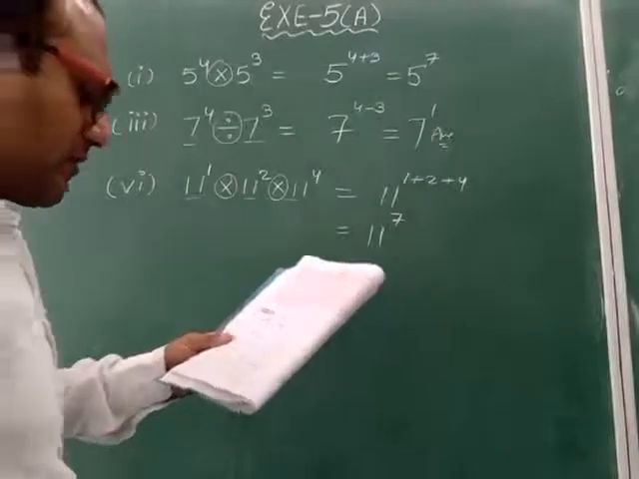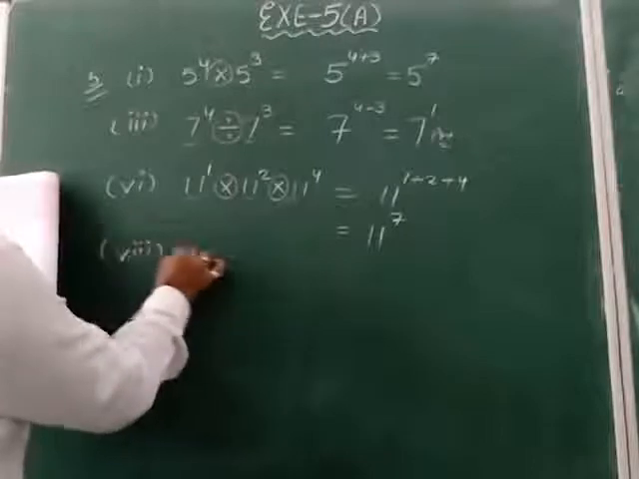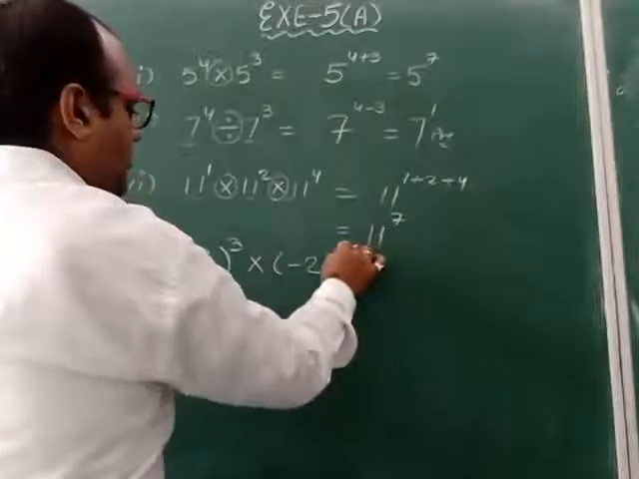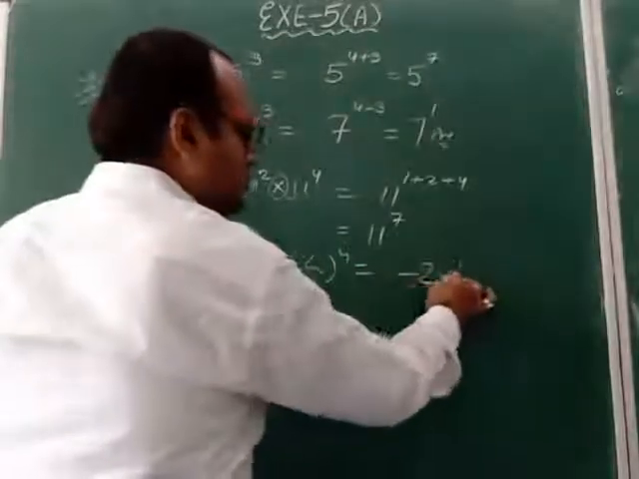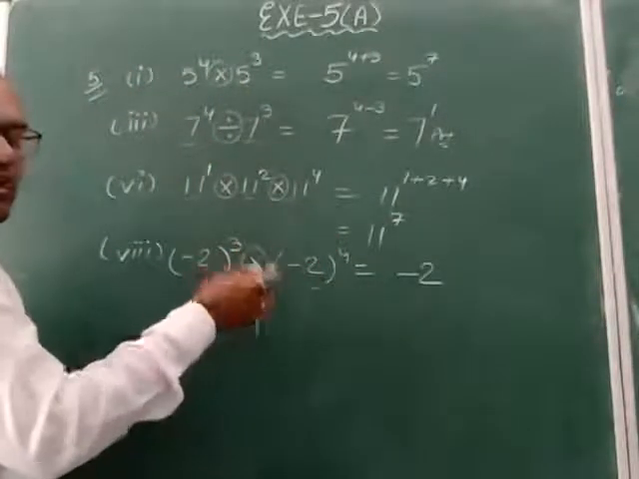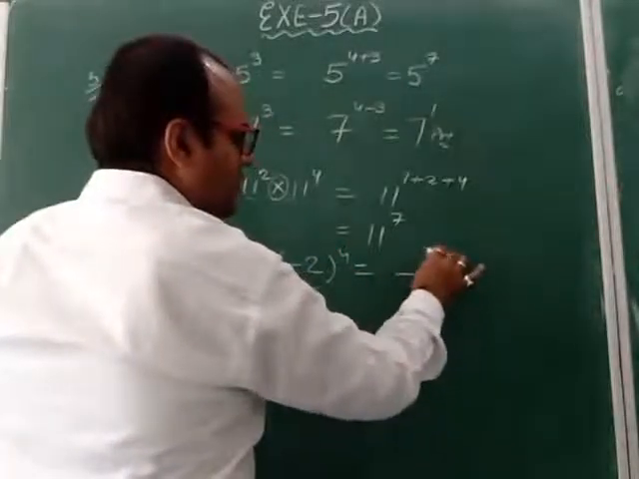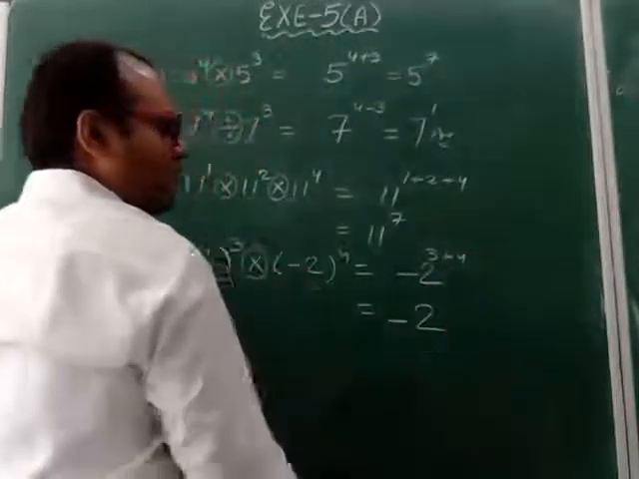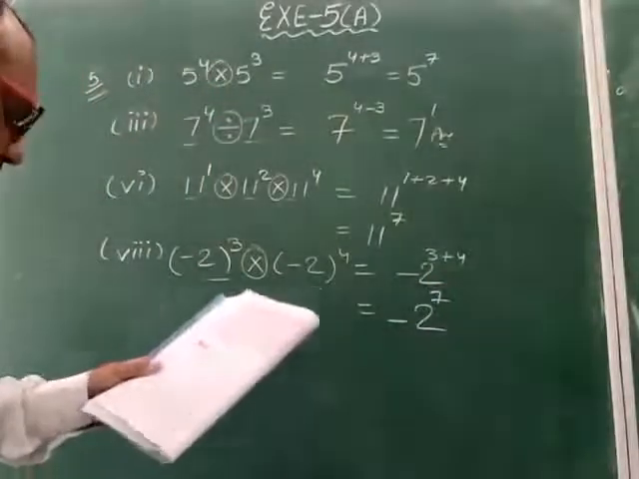Now see another part, number 8. Minus 2 power 3 multiply minus 2 power 4. Bases are same. What is the base here? Minus 2. So base we will write as it is. Multiply is coming between both the bases, so power we have to add. First power is 3, second power is 4, so we will add them: 3 plus 4. So finally the answer will be minus 2 power 3 plus 4, that is 7. Now see another part, number 9.